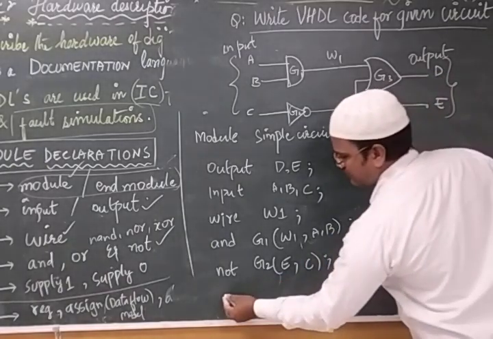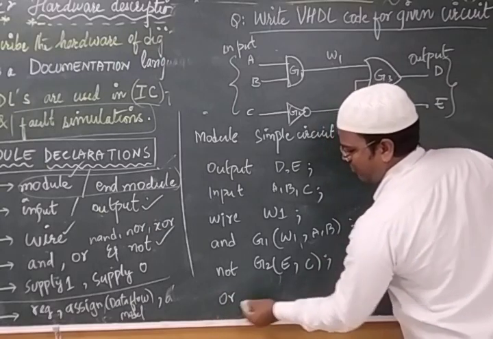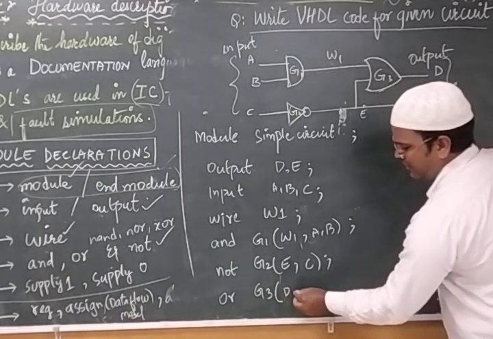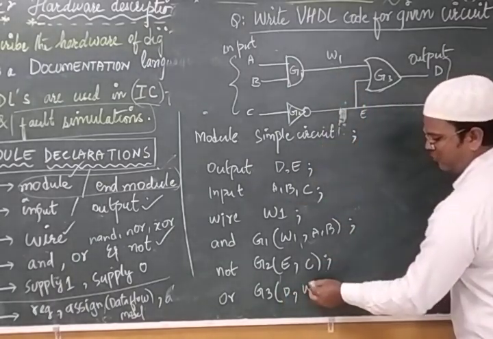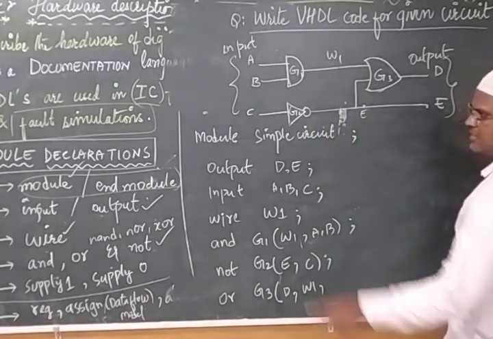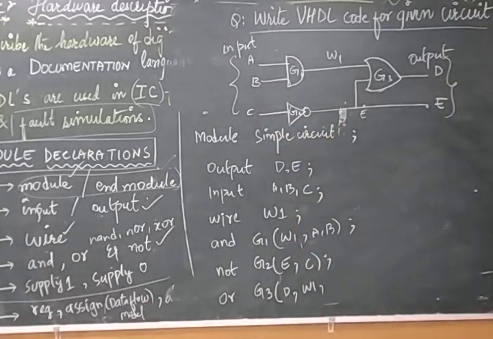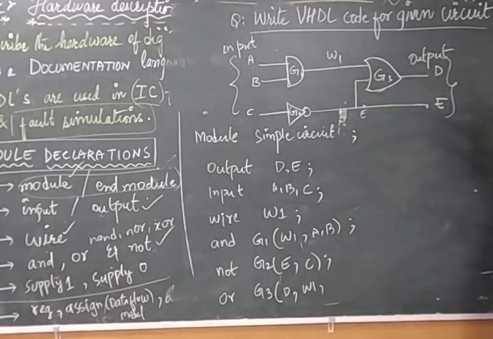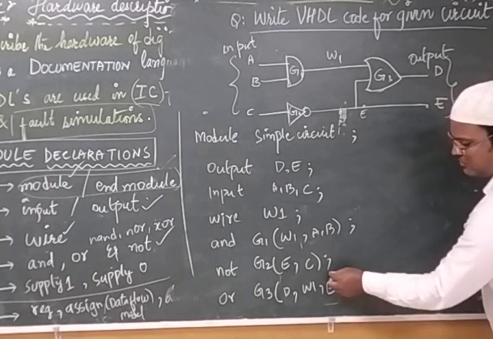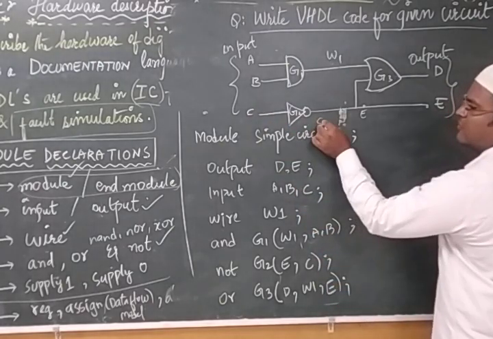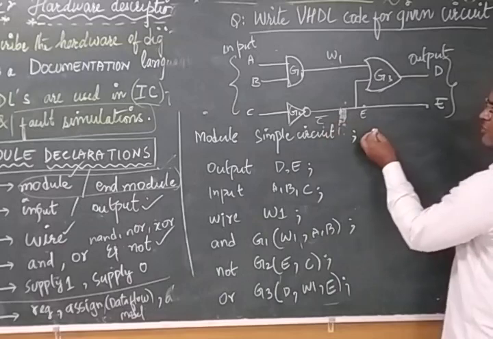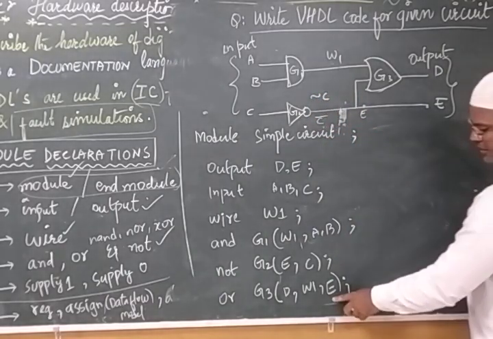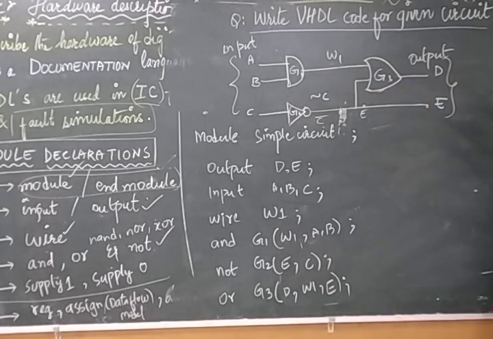What is the next gate I had? G3. So what type of gate is G3? OR gate. So OR of G3. Output of this will be D. Comma. Input of this is what? W1 coming from there and E coming from this end. So I can write C complement, or I can write E because E is there for this particular part. When you want to write the complement, I will write negation, the negation of C. It depends on you. I'm writing E because this is the input for this also, right?